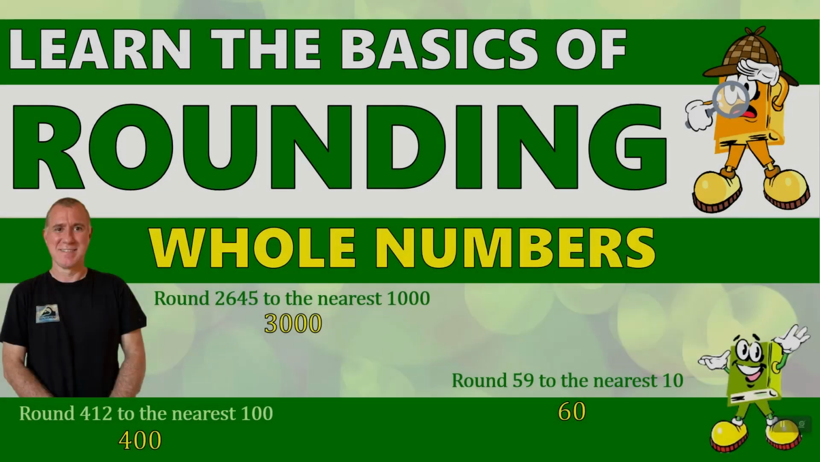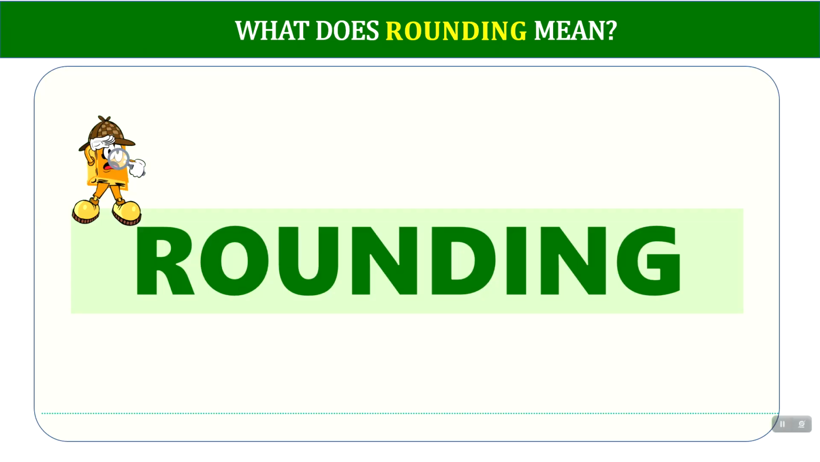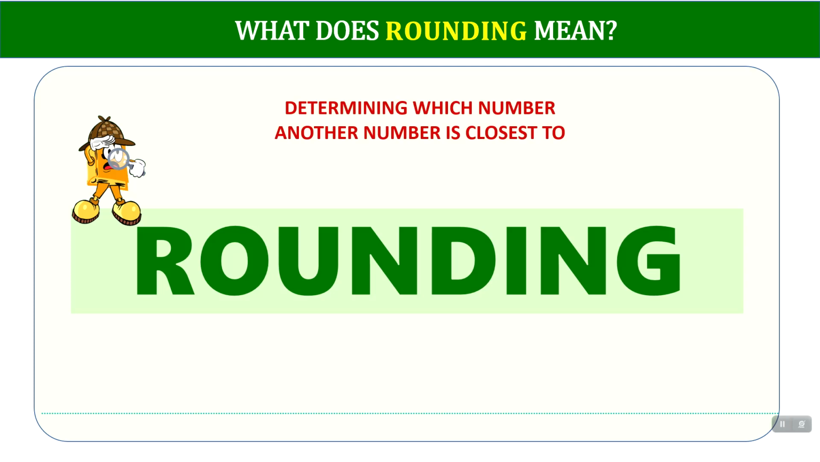In this video, we will learn the basics of rounding whole numbers, specifically how to round to the nearest 10, to the nearest 100, or to the nearest 1,000. Now, what does rounding actually mean? Well, rounding allows us to determine which number another number is closest to. And in this video, we will round to the nearest 10, 100, or 1,000.